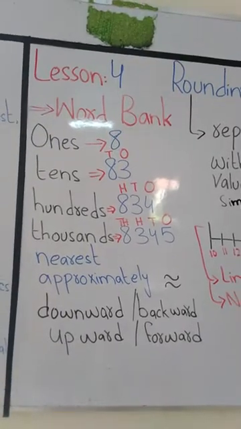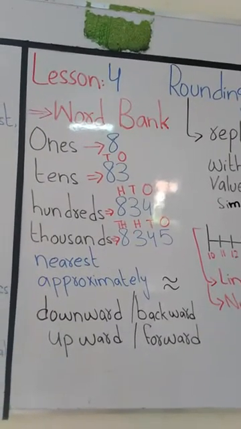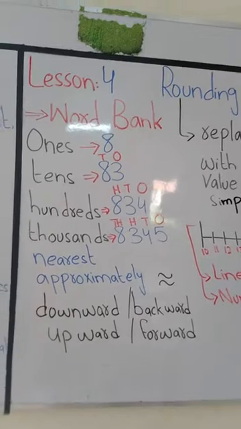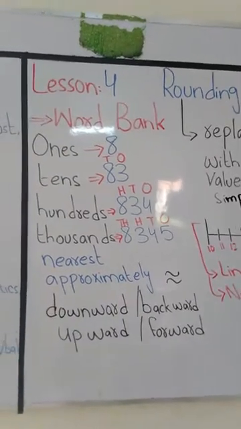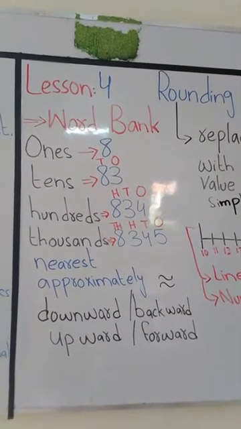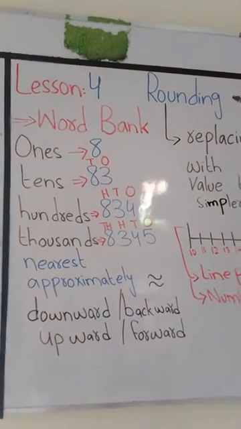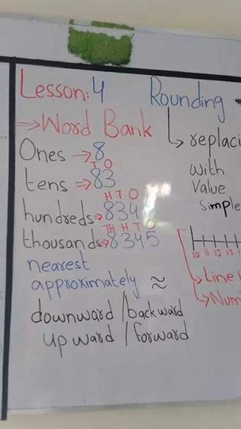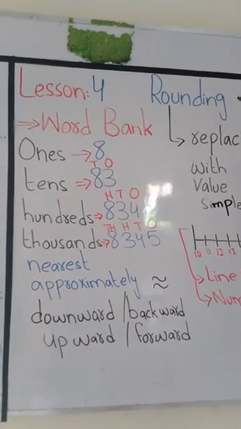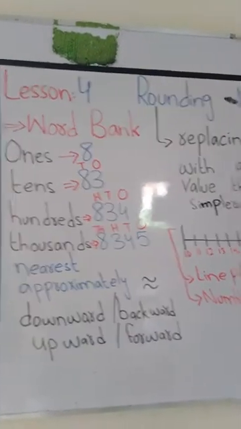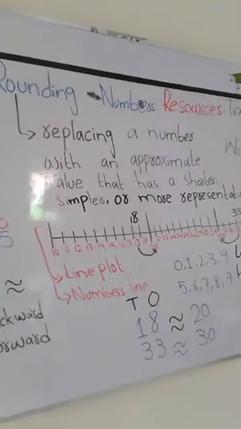And nearest and approximately are what we use for rounding numbers. After approximately I write the symbol of approximately, which we have to use in rounding numbers. So I have defined what rounding a number is.